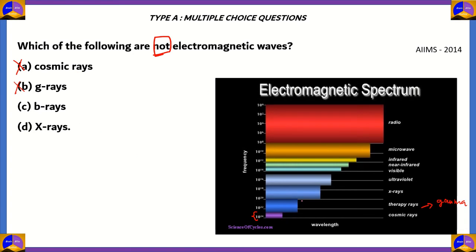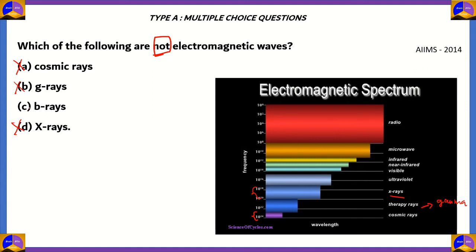The next is X-rays. If you can see, it's in the order from 10 raised to 20 to 10 raised to 17. And these X-rays are used for radiography. So therefore, option D, X-rays, is also incorrect. All three of these are part of the electromagnetic spectrum. So cosmic rays, gamma rays, and X-rays, they're all electromagnetic waves.